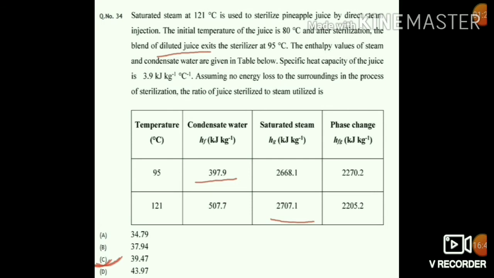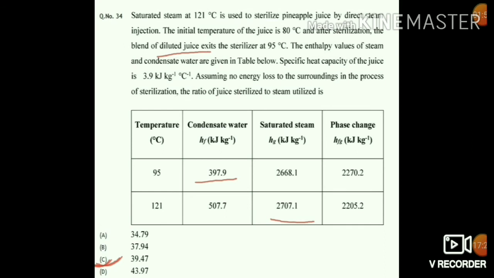And from where does this water come? This water comes from the steam, and the outlet temperature of diluted juice is 95 degrees centigrade, means the outlet temperature of juice plus steam is 95 degree temperature. Here it is not clearly given the outlet temperature of the steam, but you see in the question and visualize by yourself, and then you get the clue that the outlet temperature of both juice and steam is 95 degrees centigrade. So here you can see that the H value is given, means enthalpy is given.